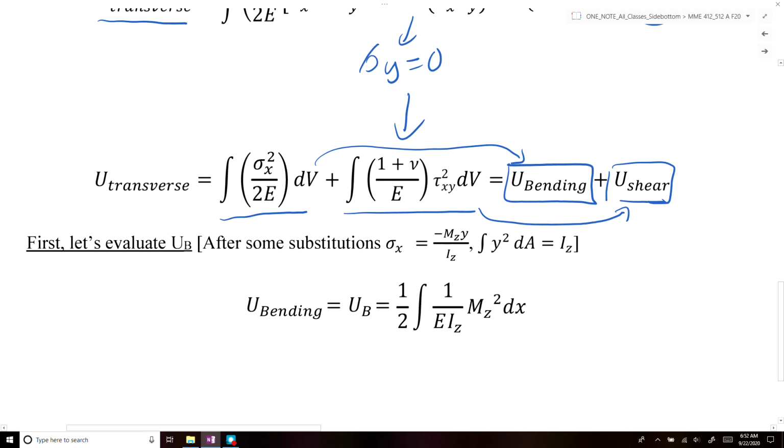So we can set that sigma x is going to be equal to minus Mz y over Iz, and we can recall that Iz is equal to the integral of y squared dA. If we plug all that in, what we end up getting is that our total bending strain energy is going to be equal to 1/2 E divided by Iz, Mz squared dx.